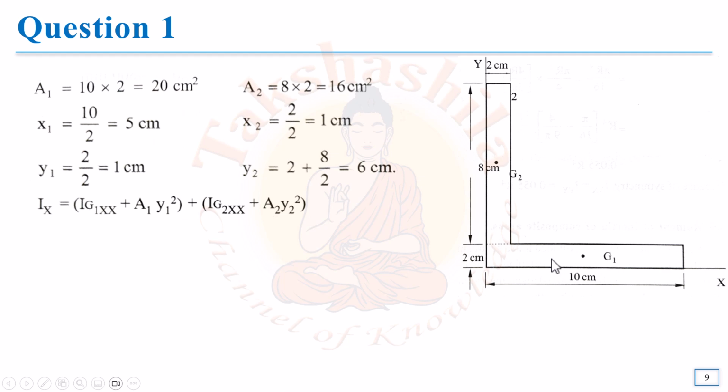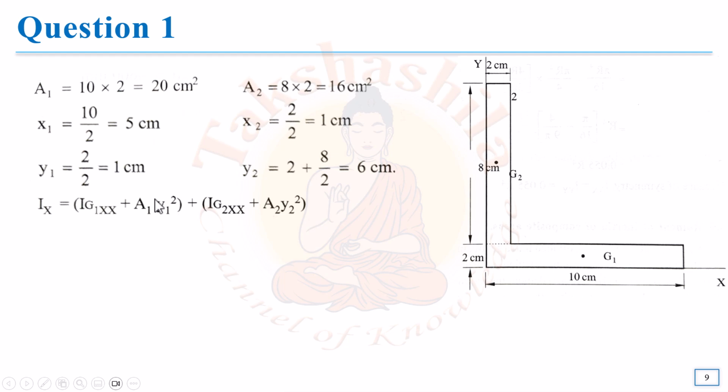In this case, what will be Ig? It will be 10 into 2 cube by 12. And what will be A? It will be A1, that is 10 into 2. And what will be h? h will be this distance. In this case, it is our Y1 itself. So the value will be Ig1xx, that is the moment of inertia of this first figure about the centroidal x-axis, plus the area of this figure into this distance squared. So that is what is written here, Ig1xx plus A1 into Y1 square.